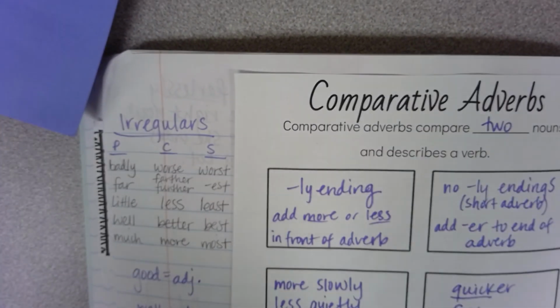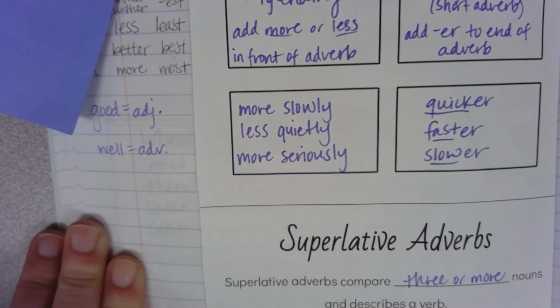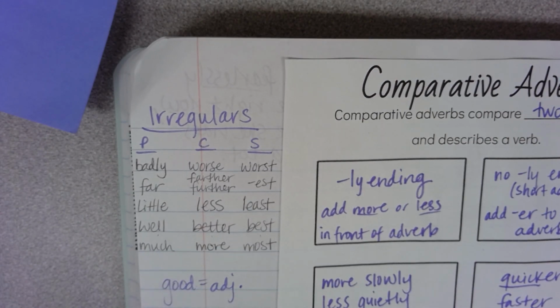So comparative, you can use your composition notebooks. They're typed up right there. It's also on the Google slide pretty often, so you can use that as a reference if you need help spelling.